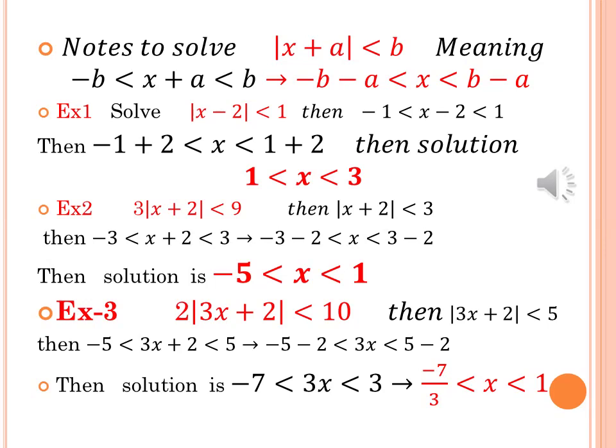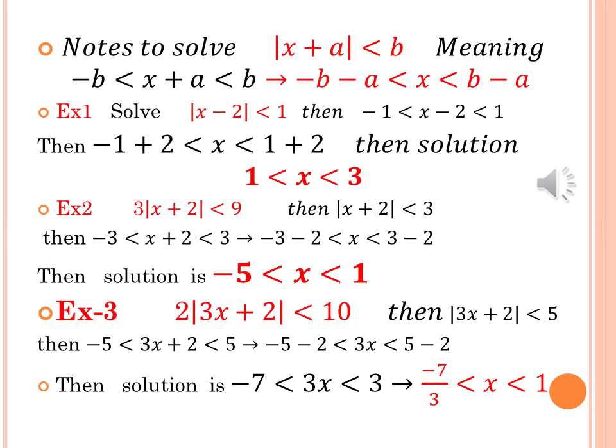Another example. 3 times the absolute value of x plus 2 less than 9. We have 3 and 9. If we divide both sides by 3, the 3 cancels here, and 9 over 3 is 3. So the result is absolute value of x plus 2 less than 3. Then negative 3 less than x plus 2 less than 3.